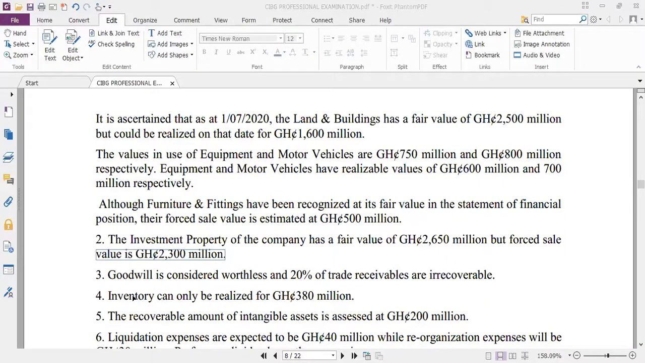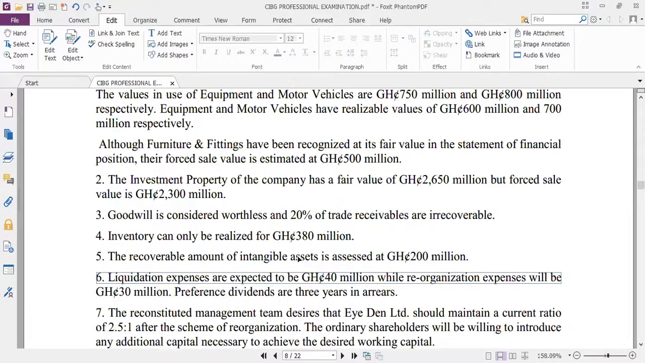Now, good, we're done. Inventory can only be realized for 380. Even here, they give us only one figure, so that one we have to use. We don't have an alternative. So they're giving us a realized value because the liquidated value, sorry, the fair value is not there. Good. So that is it.